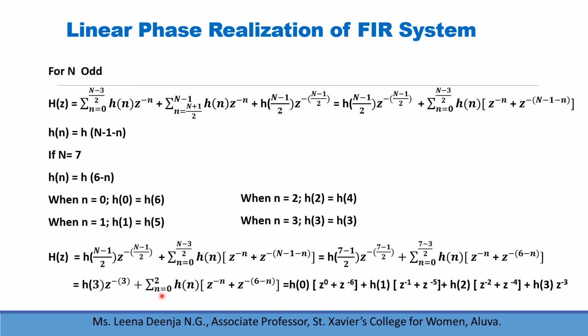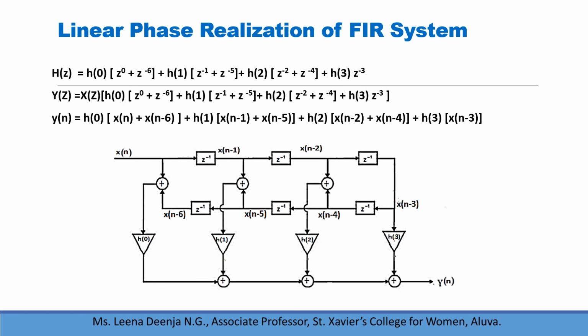Then first we take n as 0, then it is h(0) into [z raised to 0 plus z raised to minus 6]. Then plus the next value of n, it is 1, so h(1) into [z raised to minus 1 plus z raised to minus 5], plus the next value n as 2, h(2) [z raised to minus 2 plus z raised to minus 4], plus h(3) z raised to minus 3. We know that H(z) is Y(z) by X(z). Therefore, Y(z) is H(z) into X(z). So we get the expression like this.